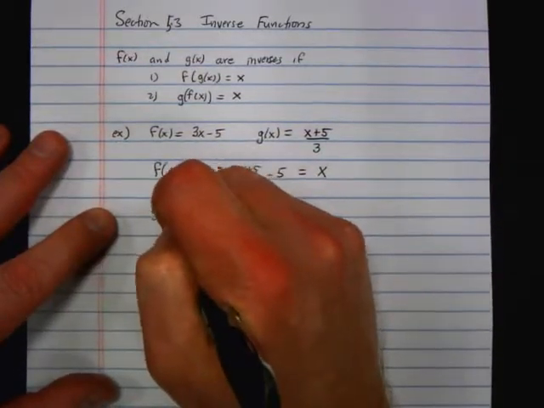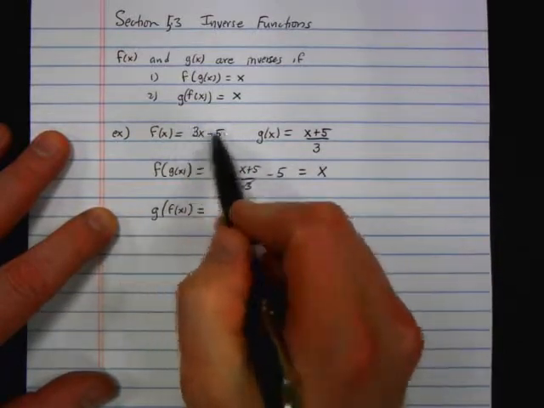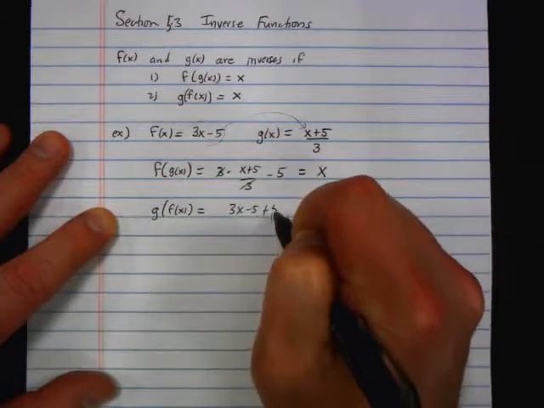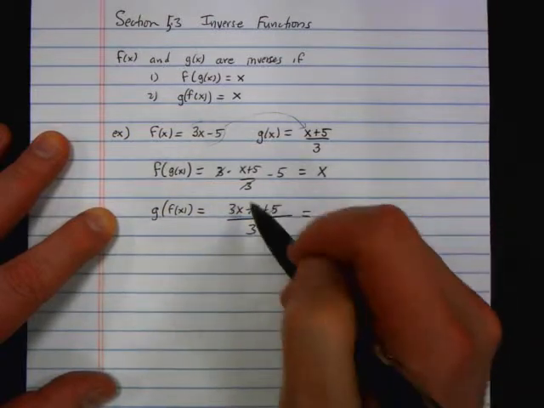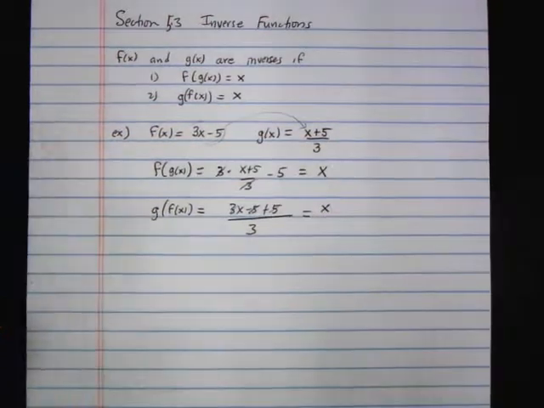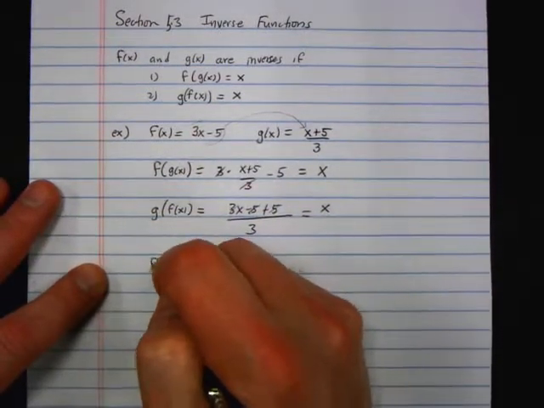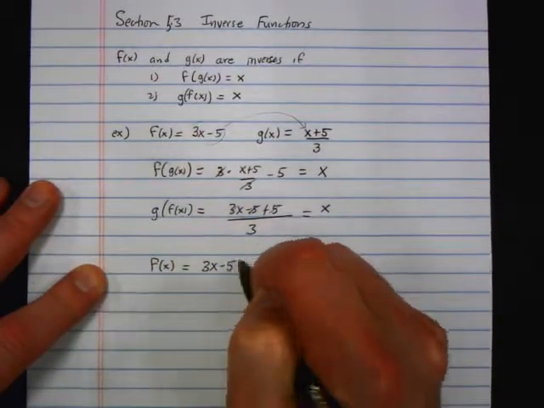G of f of x: this time I take the f of x function and I plug it into the g. So I'm going to have 3x minus 5 plus 5, all over 3. Once again, I simplify, the 5's reduce, the 3's reduce, I'm left with x. So those are inverses. Now I'm convinced. And what I want you to notice is, I said a minute ago that what inverses do is they interchange the x values and the y values.